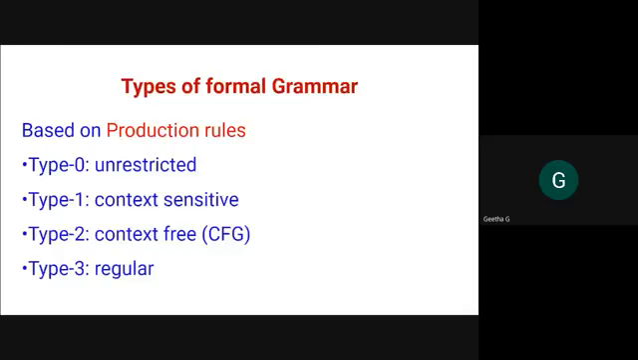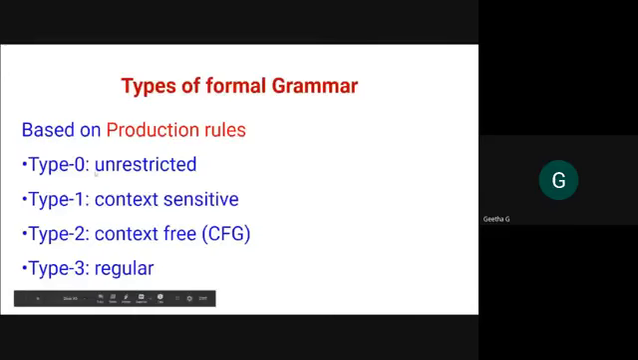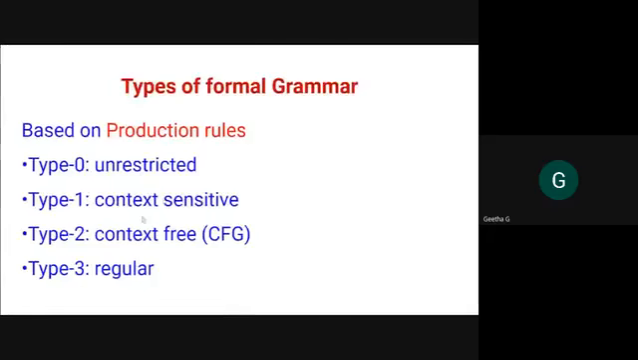So, the types of formal grammar on the basis of production rules. You know what production rules are: alpha tends to beta, alpha rewritten as beta. That is going to be a production rule in your grammar. Based on that, I am going to classify 4 types: type 0, type 1, type 2, type 3. Type 0 is called unrestricted grammar, type 1 is context sensitive, type 2 is context free, and type 3 is regular. I already told you in the last class.